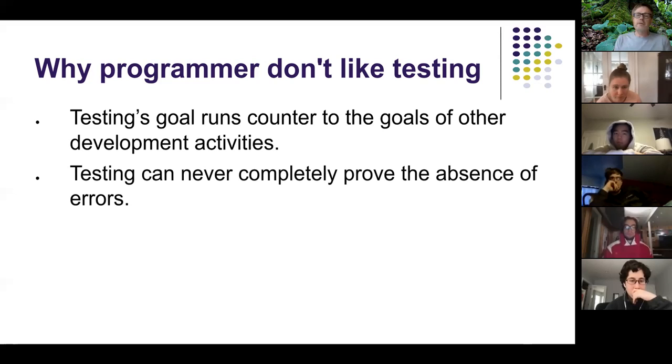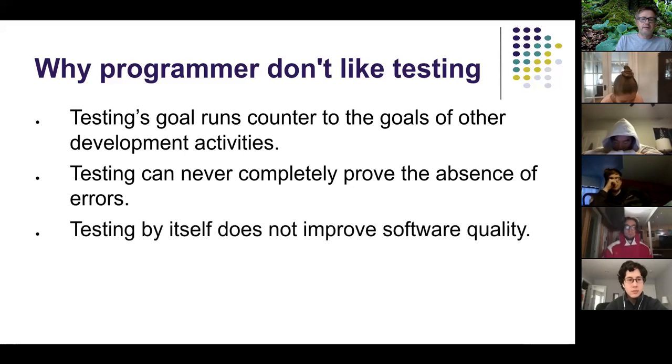Testing can never completely prove the absence of errors. Testing only proves the existence of errors, right? If you find an error, you proved an error. If you don't find an error, you just prove that the tests you did didn't find an error. You don't prove that the software doesn't have any errors in it. It's very hard to prove the complete absence of errors. It's possible, but nearly impossible for any program of high complexity.